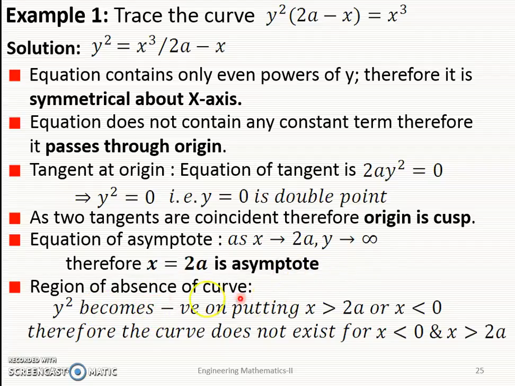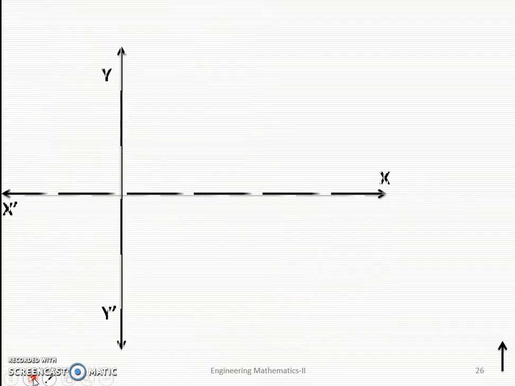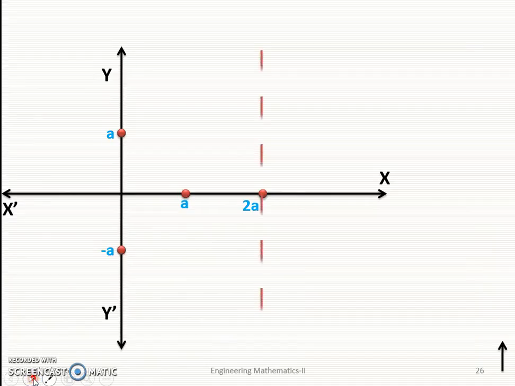Reason of absence of the curve. Now in the equation y square becomes negative on putting x greater than 2a or x less than 0, and therefore the curve does not exist for x less than 0 and x greater than 2a. So with the help of all these points, first draw the x-axis and y-axis, plot some points. So this is the asymptote, x is equal to 2a.